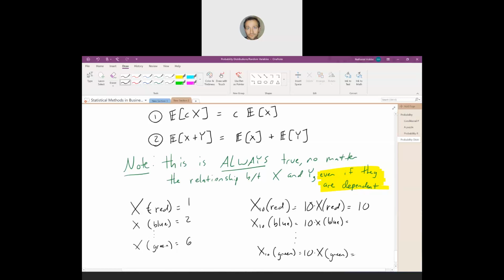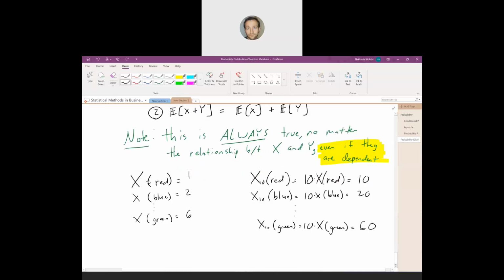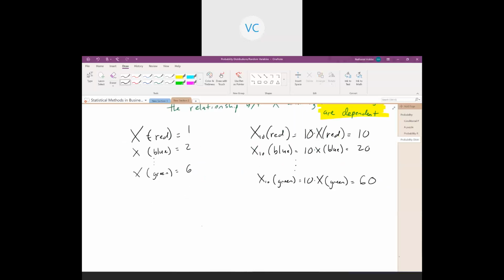Okay, so what should these equal? You say the first one's equal to 10? What's the second one? It would be then 20, 30, up to 60. Great. Okay. So what I want to do is to calculate the expectation of x on the left, and on the right, we're going to compute the expectation of x sub 10.